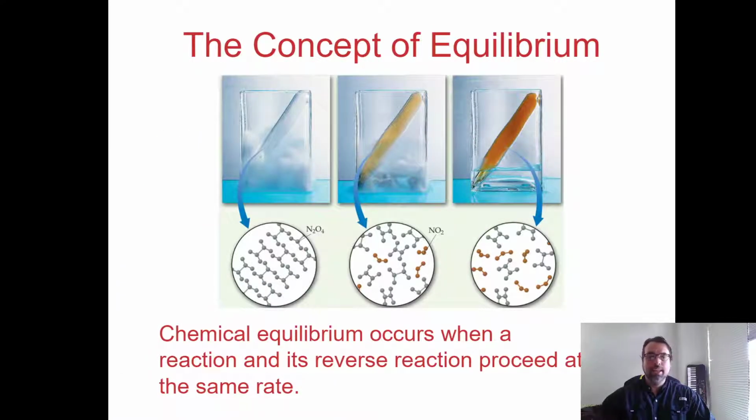Here is another one. This is a reaction of N2O4, and it's being converted from N2O4 to NO2. Gradually the N2O4 transforms into NO2, and as that happens, it goes from a clear solution to a brown solution. This is just a secondary example here.